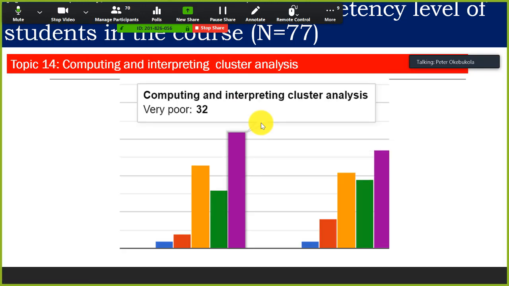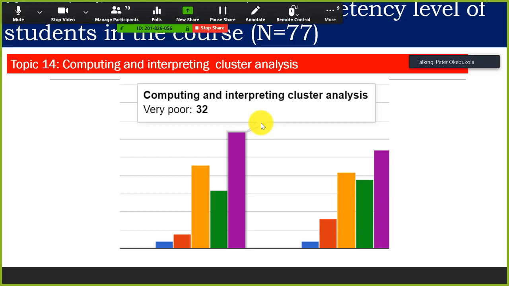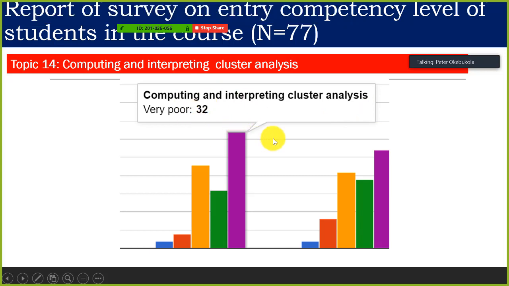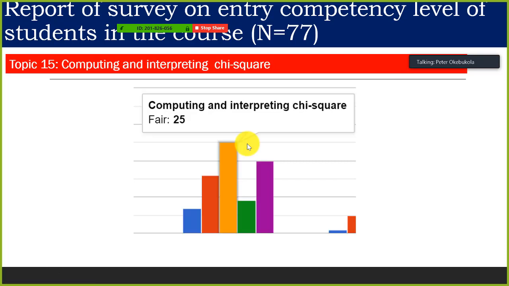As you can see from our timetable, we have devoted almost all the Saturdays for 3-hour practical workshops on these topics. Computing and interpreting cluster analysis. You can see very poor too, quite a number. Factor analysis, very poor, is fairly heavy here too. And then interpreting chi-square. This is not too bad. Chi-square, I'm sure most of us are familiar with.